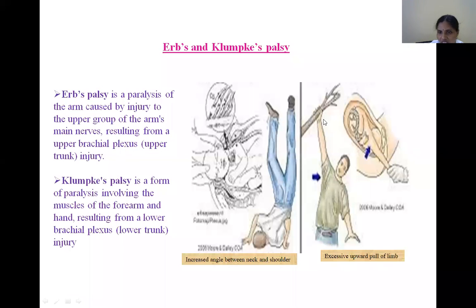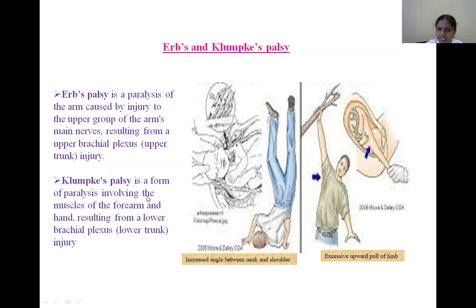So by this overstretching of the arm, and in the second picture you see here, during a difficult delivery, the hand is stretched maximally. Due to this overstretching of the arm at the axilla, it leads to damage to the particular points where the lower trunk is formed. So what is the lower trunk? C8 and T1. Lower trunk means C8 and T1.